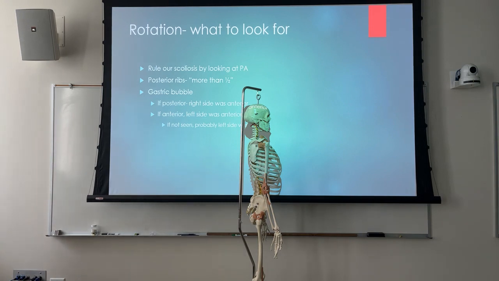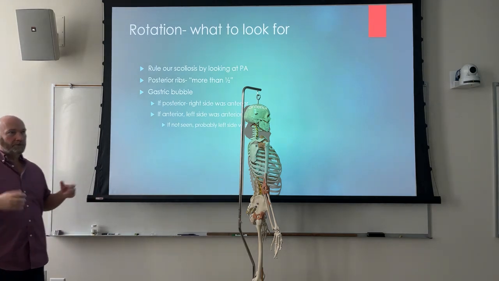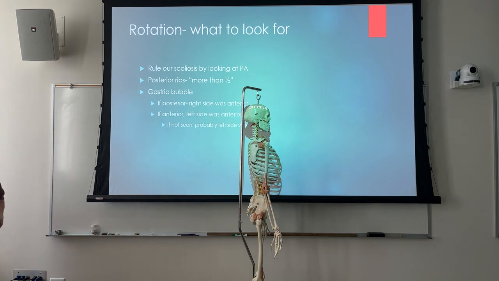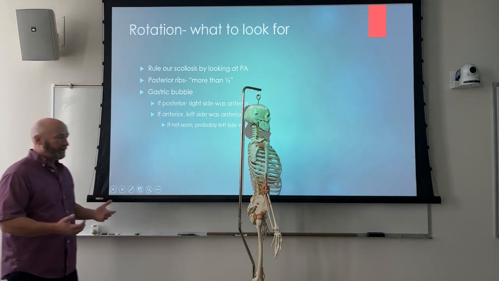So posterior ribs, you want no more than half an inch, I put that in the quotations because that's what the textbook says. But half an inch is almost no rotation at all. So what we're going to look at is the gastric bubble. So imagine your anatomy again.